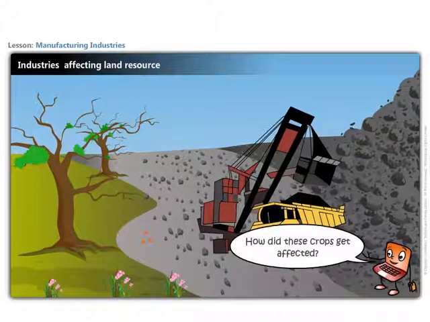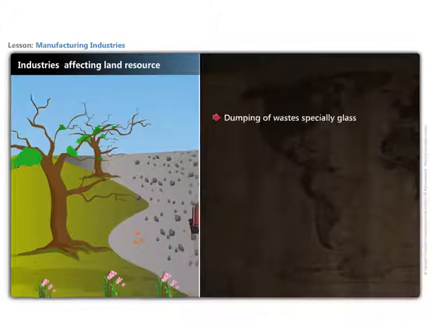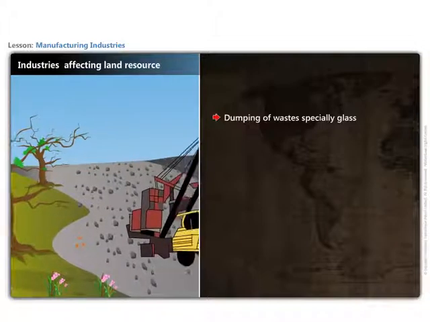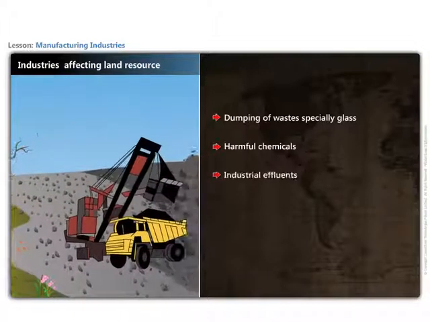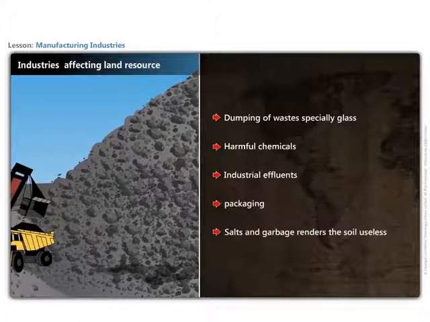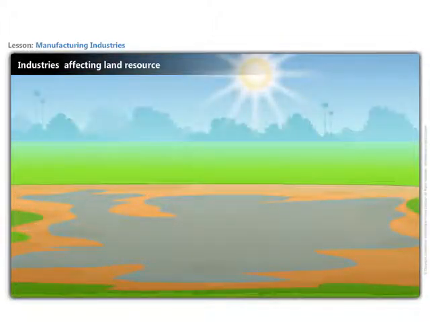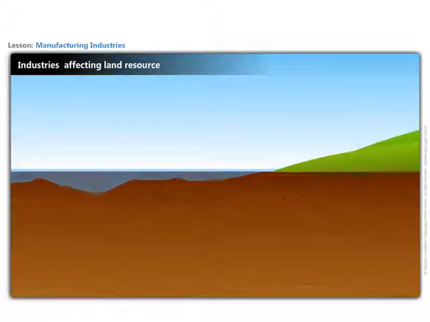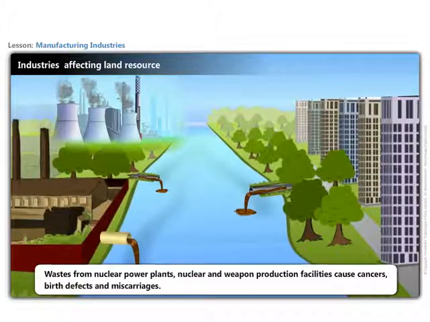How did these crops get affected? Dumping of wastes, especially glass, harmful chemicals, industrial effluents, packaging, salts and garbage renders the soil useless. Soil and water pollution are closely related. Rainwater percolates to the soil carrying the pollutants to the ground and groundwater also gets contaminated. Waste from nuclear power plants, nuclear and weapon production facilities cause cancers, birth defects and miscarriages.